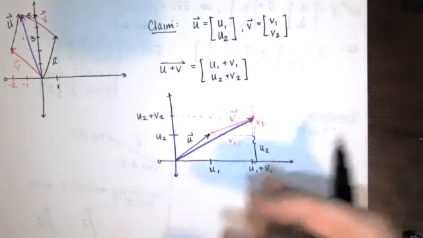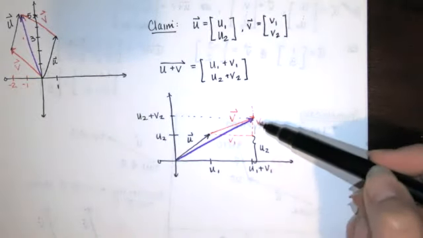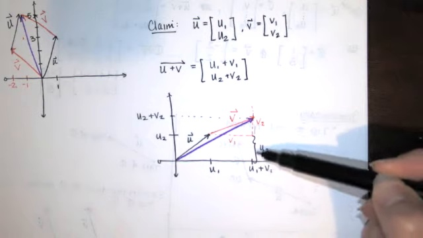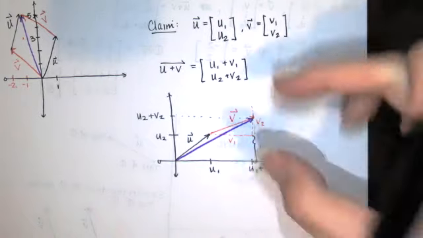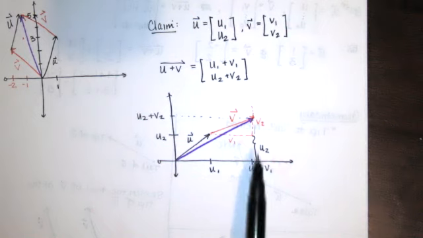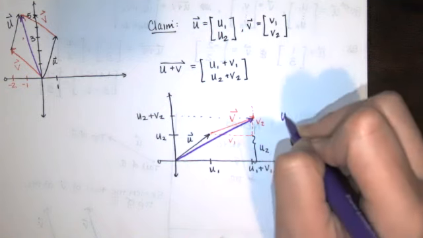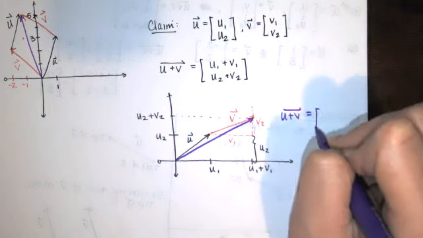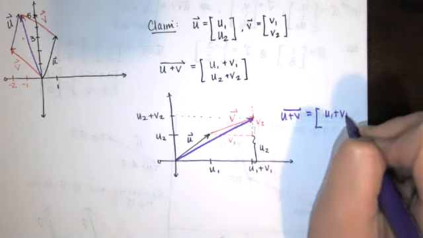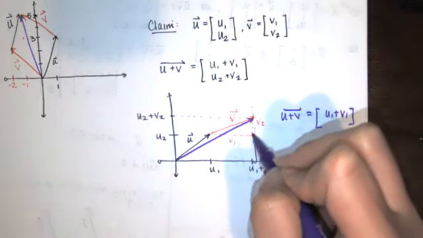Now, even if v1 and v2 happen to be negative, it's still going to work out in the same way. If one of those was negative, rather than just going forwards, we'd be going backwards. We'd be subtracting instead of adding two positive numbers. But I hope that you can see from this picture that it's the same. The purple vector has components u1 plus v1 and u2 plus v2.